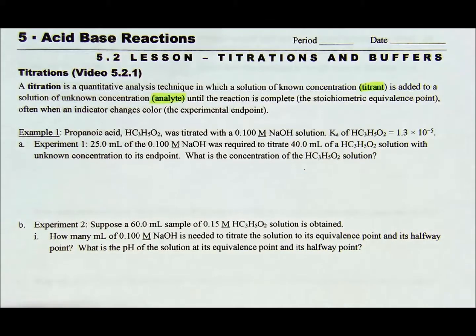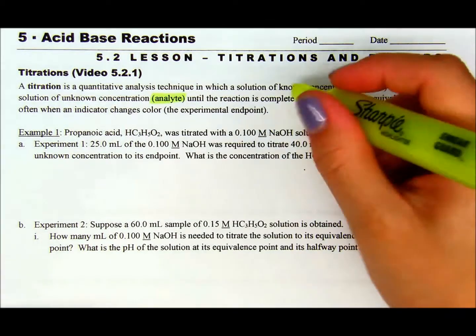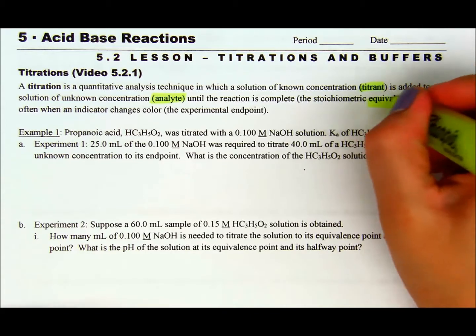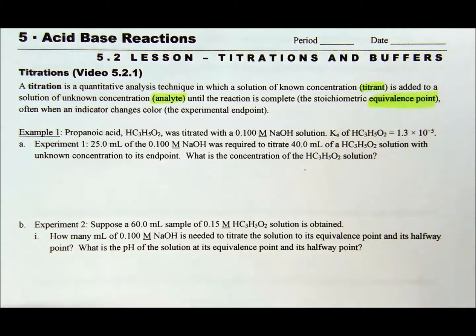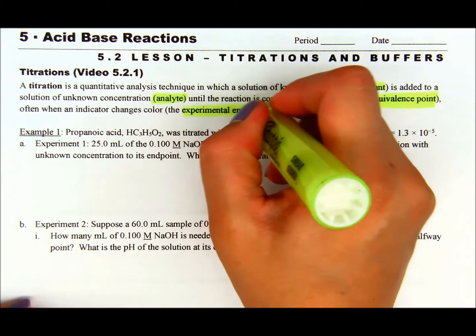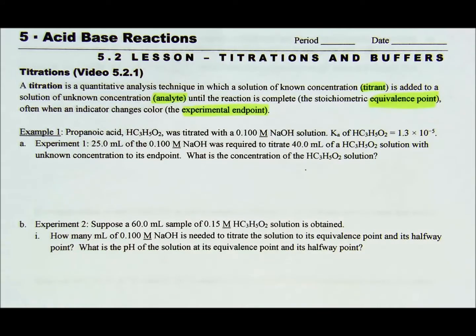In our case, that was the H2O2, until the reaction is complete, which is a stoichiometric equivalence point. We've just called that the equivalence point before. Often at which an indicator changes color. That's the experimental endpoint. So when you see the indicator change color, that's your experimental endpoint. And ours was a light pink.